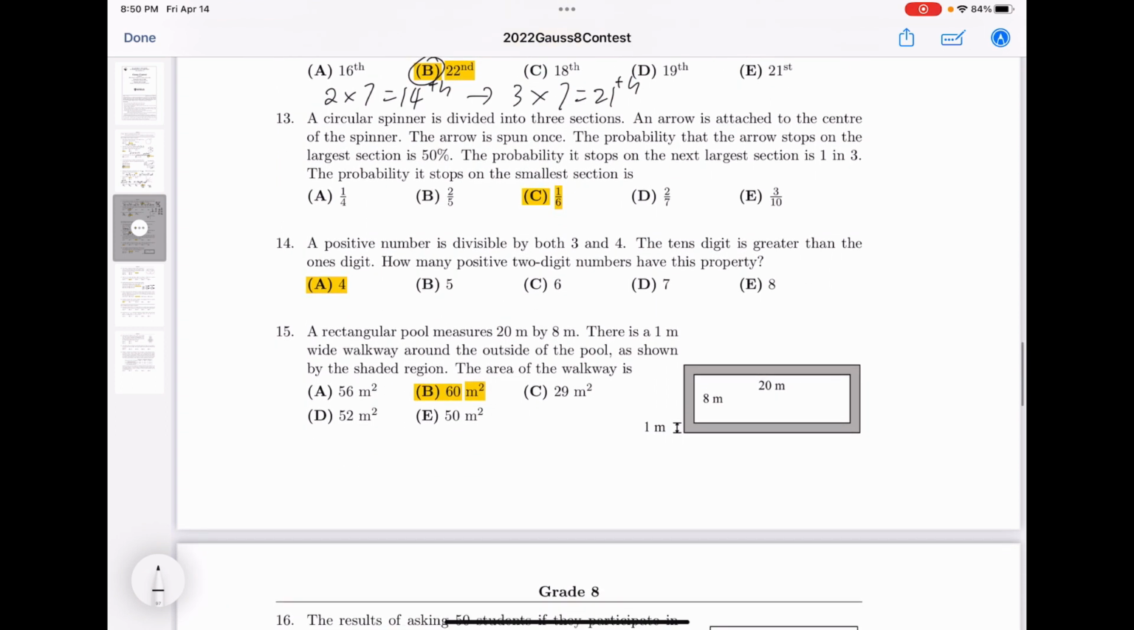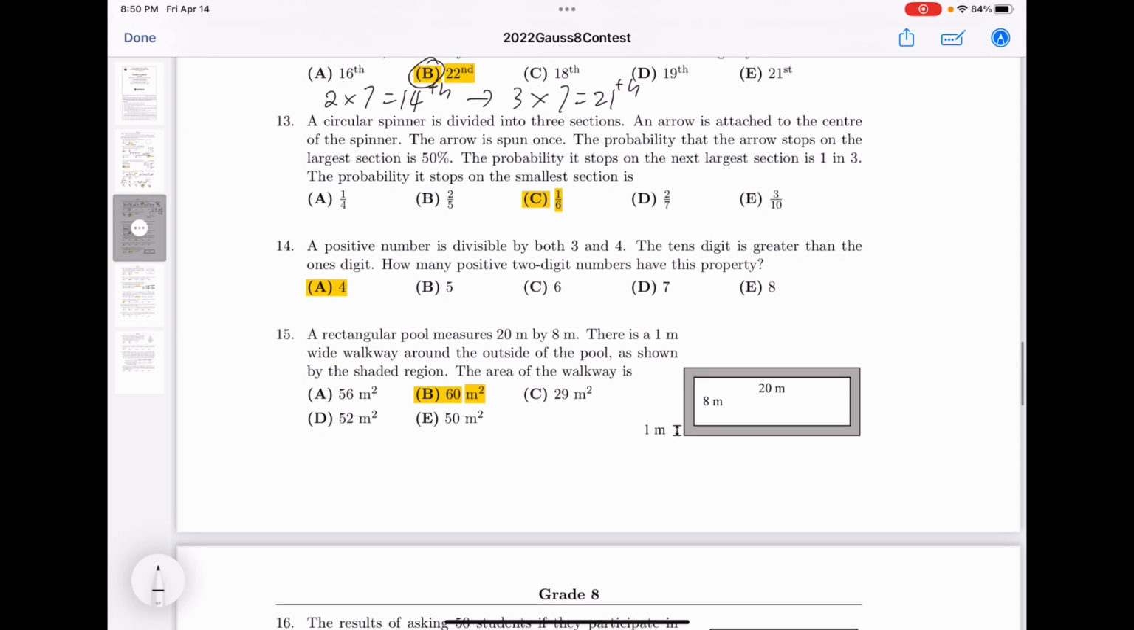Question 13. A circular spinner is divided into 3 sections. An arrow is attached to the center of the spinner. The arrow is spun once. The probability that the arrow stops on the larger section is 50%. The probability it stops on the next larger section is 1 in 3. The probability it stops on the smallest section is what?